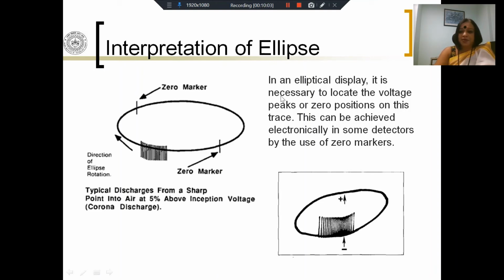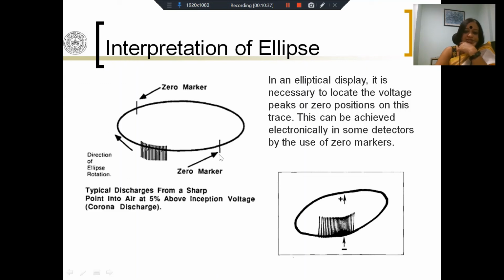In an elliptical display, it is necessary to locate the voltage peaks or zero positions on this trace. So what we do is we first figure out which are the zero markers. These are the points at which the sinusoidal wave reaches zero. This is the positive wave and this is the negative wave. We can use some electronic detectors to find the zero markers, and then we can figure out whether the discharges are happening near the peak, in one cycle, or in both positive and negative cycles. Are they congregated together?